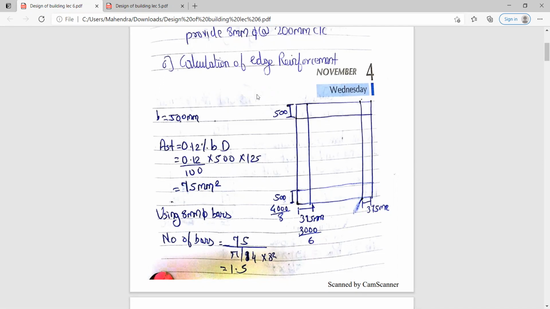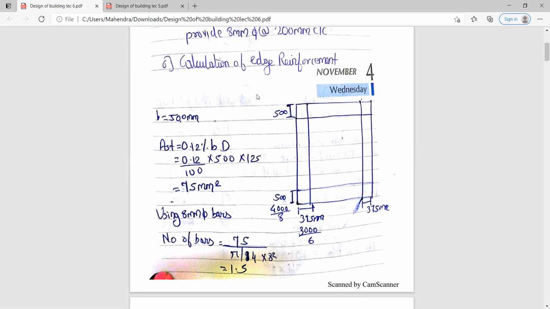So from that, you need to calculate AST minimum. To calculate AST minimum, again you have the formula, that is 0.12% of B into D. So B for the edge reinforcement, what is your B? 500. So B is 500 and the D is 125. The same D you are going to consider over here also. Then you are going to use 8 mm diameter bar.